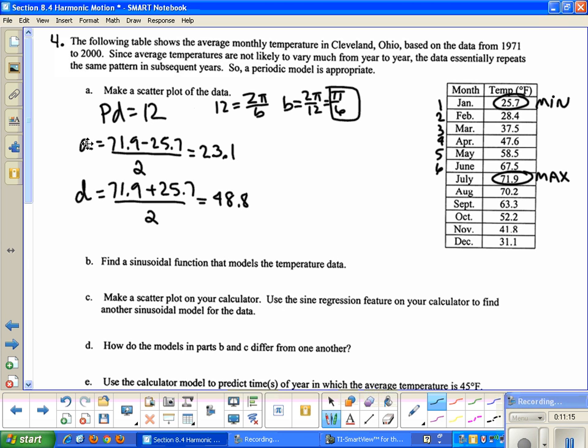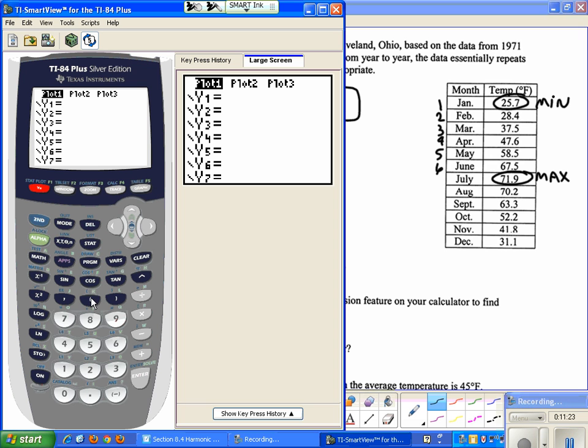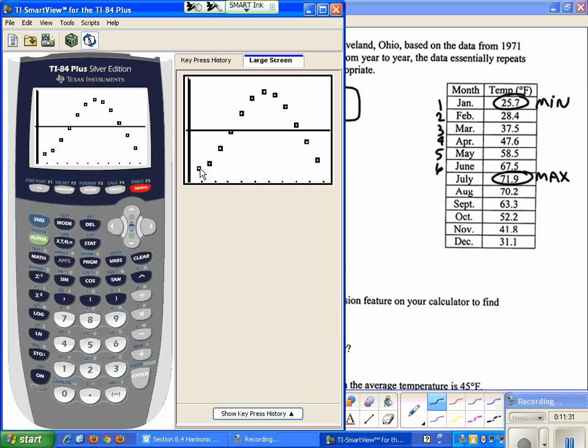And then the next thing I need to do is find my phase shift. So let's go ahead and put in my vertical shift just so you can see it on the graph. In my y equals, I'm going to put 48.8, because that would give me a horizontal line there, and hit graph. So if I'm doing a cosine graph, this is lowest on my graph, so I know my cosine graph right here is going to start going back up right there.